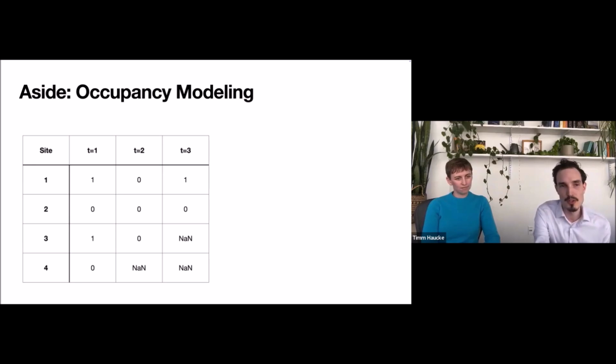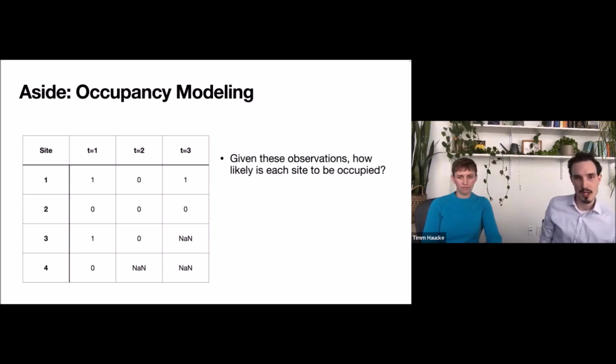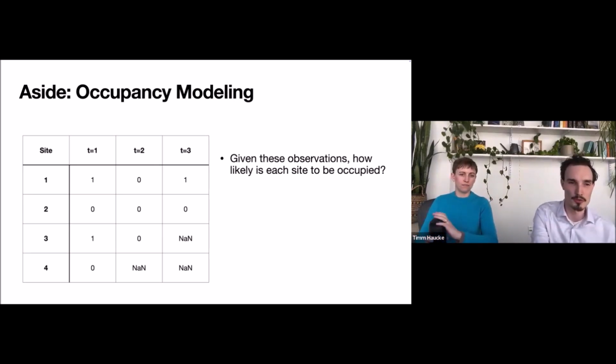And each observation can either be 1 for you saw your species of interest, or 0 for you didn't see the species of interest, or not a number if you don't have any observation at that time. Right? Now you're trying to answer which site is how likely to be occupied given these observations.